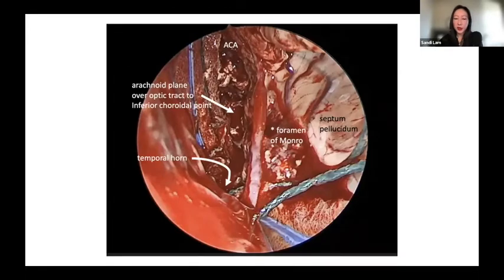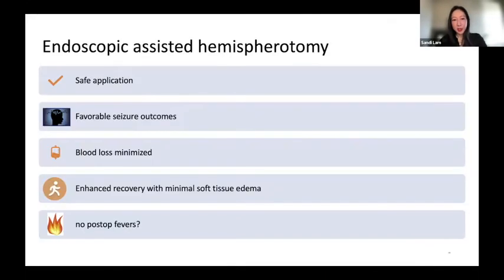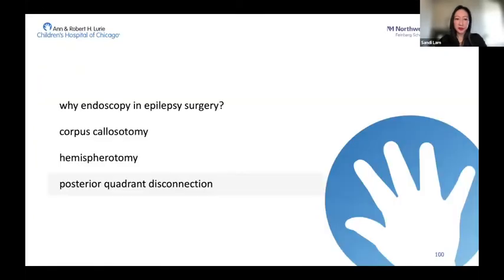I can tell you that cuts about 45 minutes from my surgeries now. So really you can have safe application of endoscopic epilepsy surgery. The seizure outcomes we've had are very favorable. From my first 35 cases, we've had only one patient not be Engel class one. Blood loss is minimized. I rarely transfuse patients now for hemispherectomy, and I've seen very little in the way of postoperative fevers.